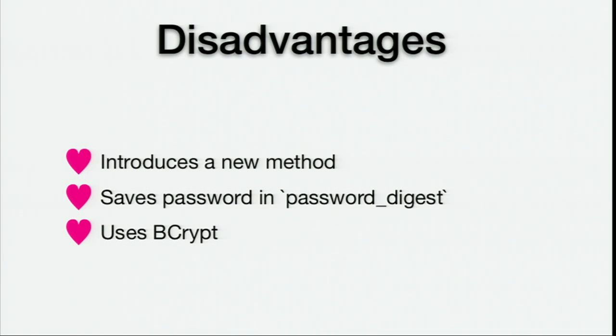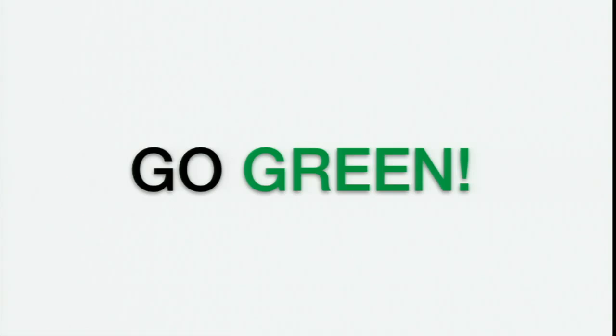We don't necessarily use BCrypt. We might be using SHA-256 or something crazy like that. It doesn't work for me at all. So when I see this, I just think to myself that when I'm designing an API, I need to go green. I need to design something that I can reuse.